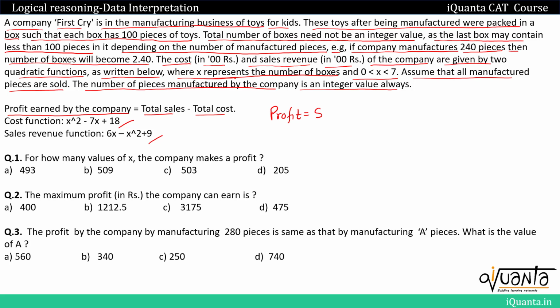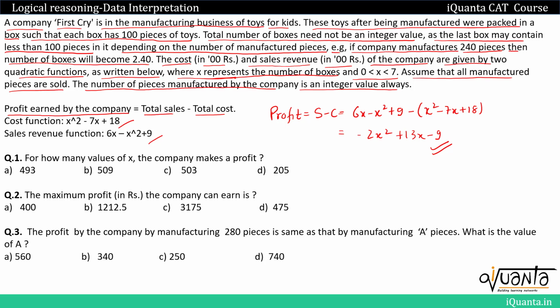It will be sales minus cost. So the sales function is 6x minus x square plus 9, minus x square minus 7x plus 18. So we get minus 2x square plus 13x minus 9. So this is the profit function that we have.